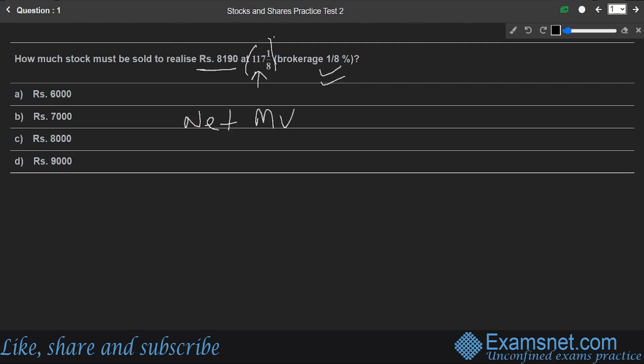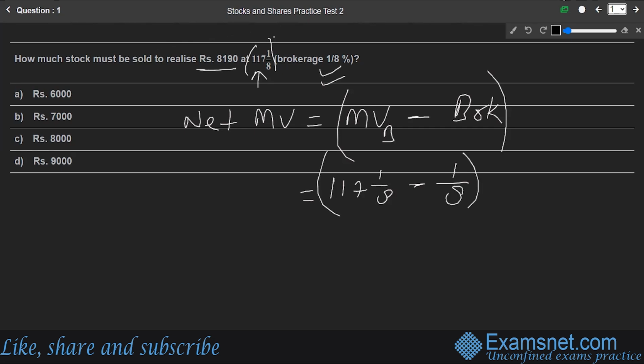Net market value is always given as market value, which is inclusive of the brokerage, minus the brokerage. The market value with the brokerage minus the brokerage will actually give us the market value without the brokerage, or the pure net market value. So let us put down the values. Market value with the brokerage is given as 117 1/8, minus the brokerage, which is 1/8.